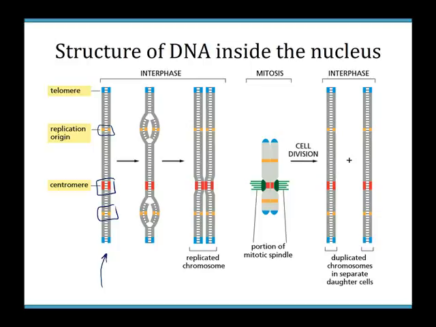In orange, we have what are called the replication origins. You can probably guess just based on the name what those do. That's where we start DNA replication. And then later we'll see what these are in blue, the telomeres.